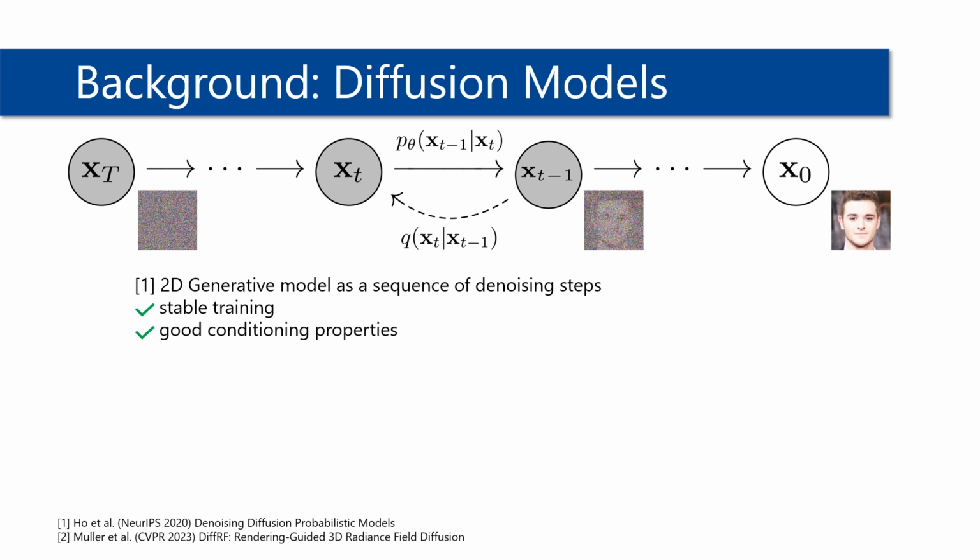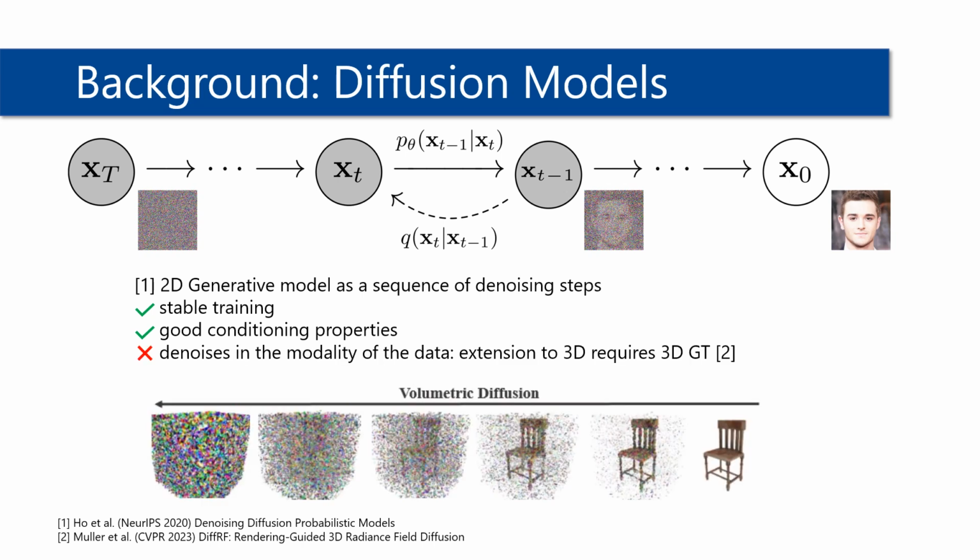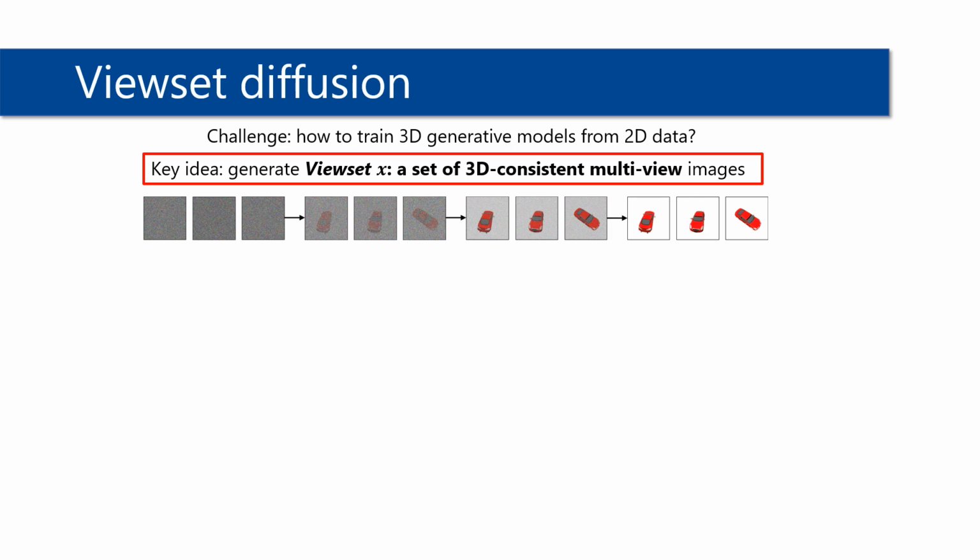However, an extension of diffusion models in their original formulation to 3D requires 3D ground truth data, which significantly limits the applicability of these methods. Our goal is to train a model that can generate 3D objects without using 3D ground truth at training time. The key idea to achieve that is to generate view sets, which we define as 3D consistent multi-view image sets. We achieve 3D consistency by defining the denoising function as a composition of reconstruction and rendering.